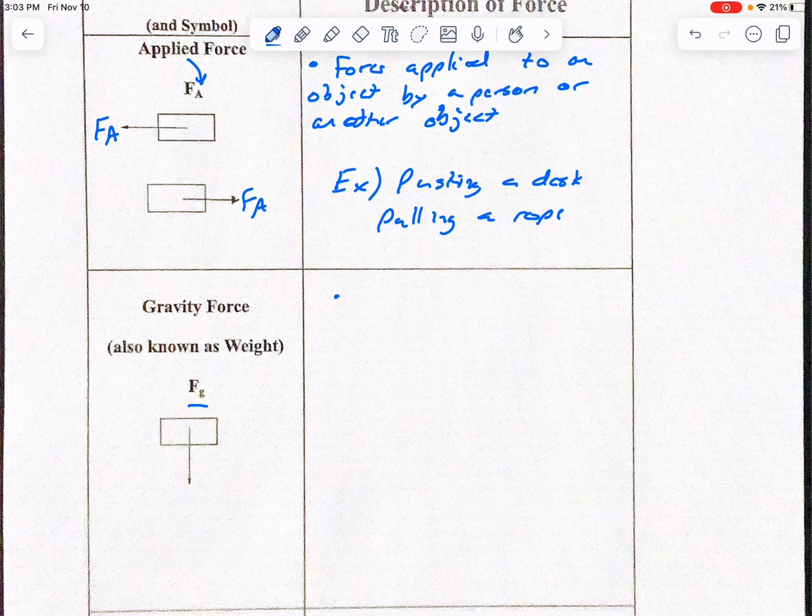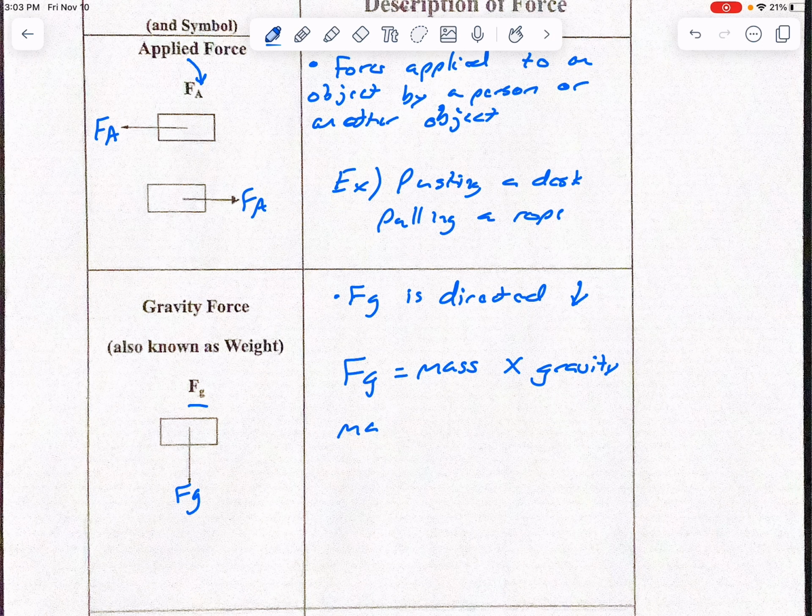Big thing here is Fg is always directed downward. So it's always pointing down, so I would label this arrow right here Fg. And if you want to find the force of gravity, it is simply mass times gravity. So if I gave you a force and I asked you to find the mass of this object, all you got to do is divide by gravity and you can find the mass.